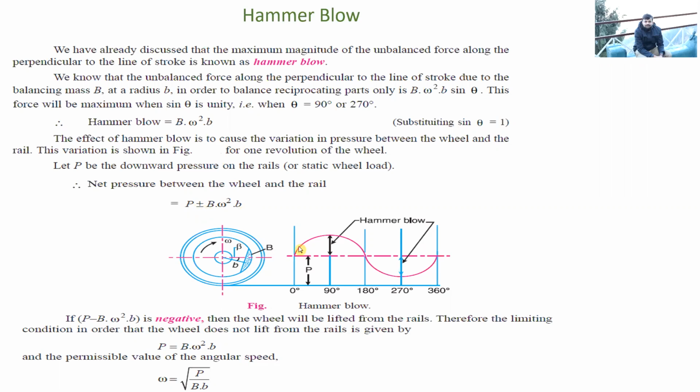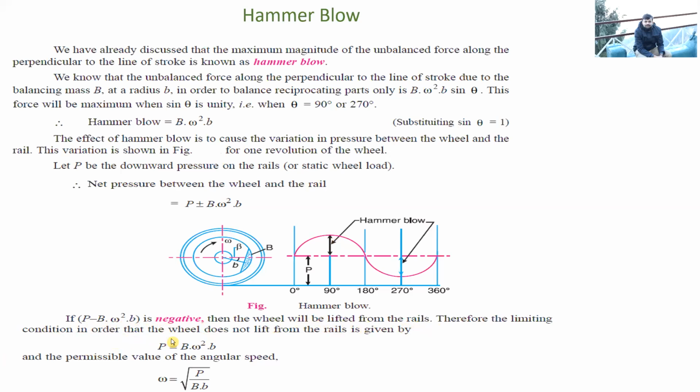Okay, so when the direction of this is downwards, then nothing will happen. But when the direction is in the upward direction, its value will exceed the value of the weight, that is of this pressure. Okay, so when its value exceeds the pressure, then it will try to lift the wheels off the rail. Okay, and when those wheels come back and hit the rail, that is called hammer blow. Okay, so if P minus B omega square b is negative, then the wheel will be lifted from the rails.